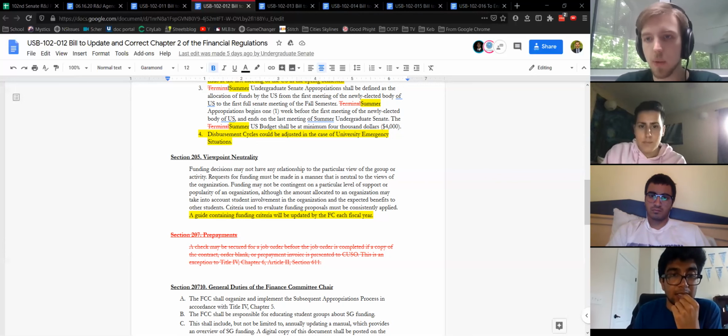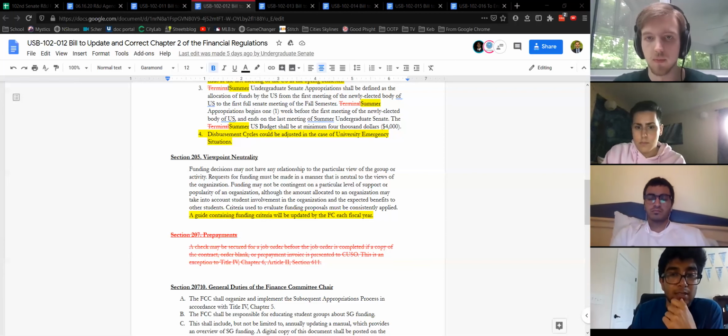Yeah, I see a difference between those two categories. I'm just not really clear then on what the guide is supposed to be, whether it's supposed to be different from what's already in the code. It's just supposed to be like a more comprehensive outline. Maybe it combines viewpoint neutrality and the priorities.